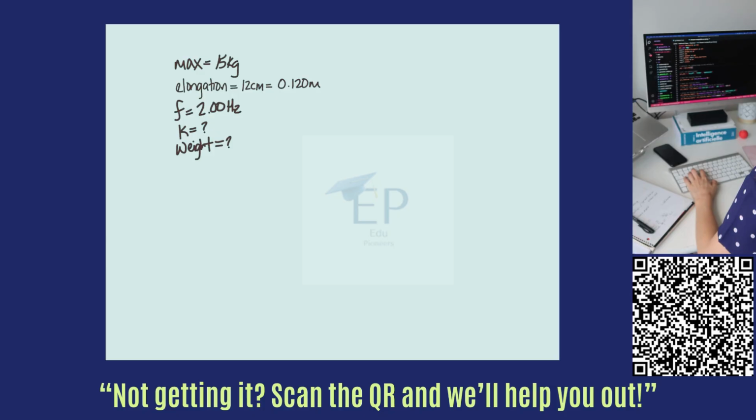So the first thing for finding our spring constant is we're going to use the equation mg equals kx, where k will give us our spring constant. So we actually want to rearrange this to solve for k. So we'll have k equals mg divided by x.